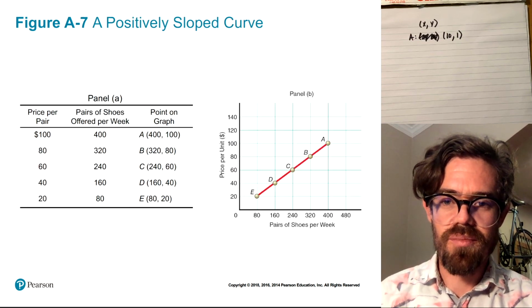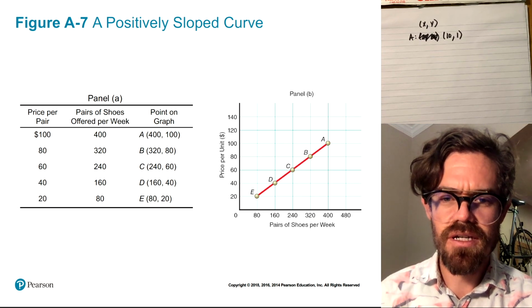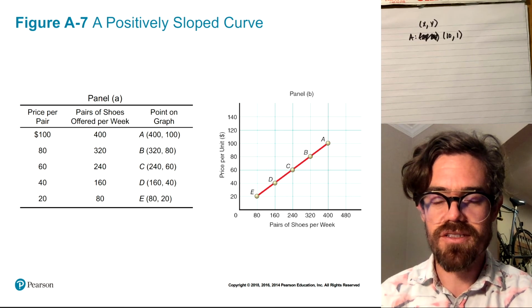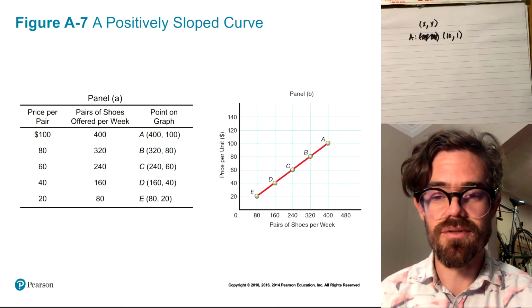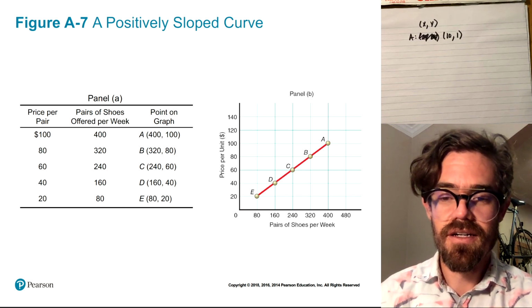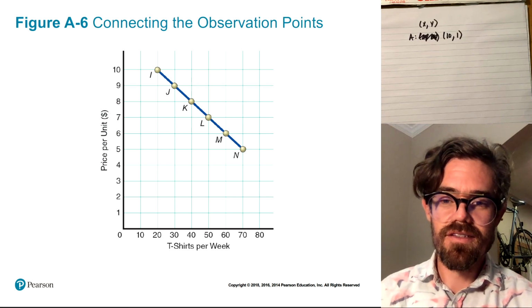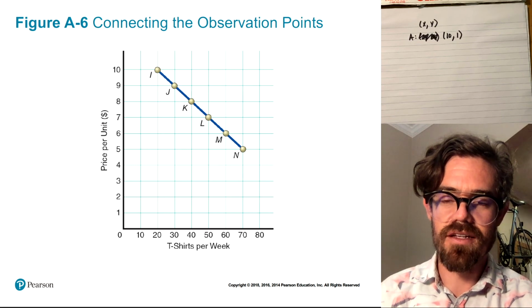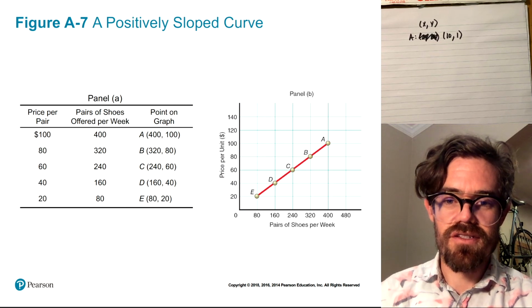Here's another example of a positively sloped curve and some data. So very similarly, price per pair of shoes and pairs of shoes offered per week by sellers. So offered by sellers. On the previous slide we saw purchased, right, or bought. So what we were really talking about back here, let me go back, right? This is a demand curve, as it turns out, okay? So the relationship between price and quantity demanded. So this is a demand curve. And as it turns out, this is a supply curve.